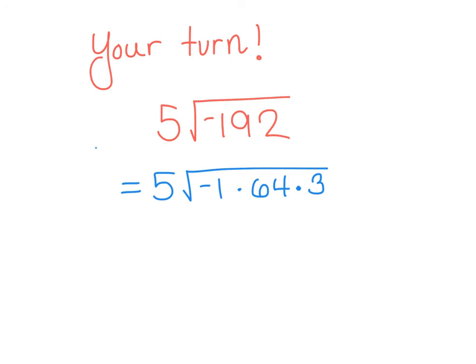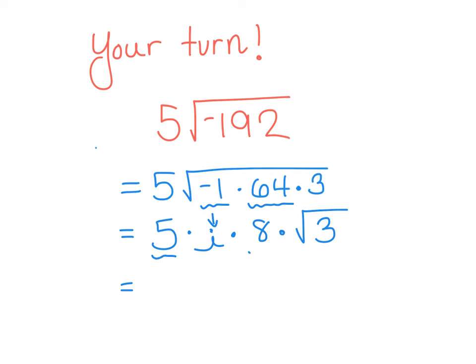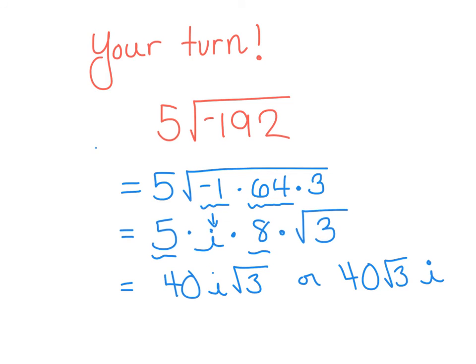So I broke the radicand up into negative 1 times 64 times 5. 64 is a perfect square, and I know the square root of negative 1 is i, so I'd have 5 times i. The square root of 64 is 8, and the square root of 3 is irrational, so that stays under the radical sign. I'm just going to multiply my coefficients together, so I would have 40i times the square root of 3. Your alternate way of writing that is 40 square root 3 times i, but again, make sure your i is not underneath the radical sign.